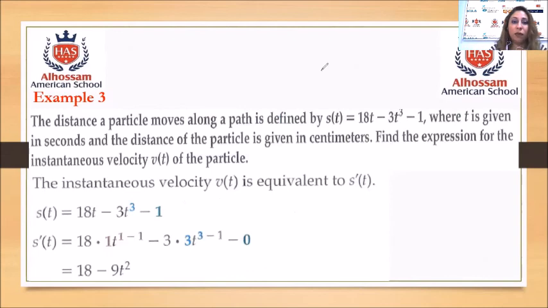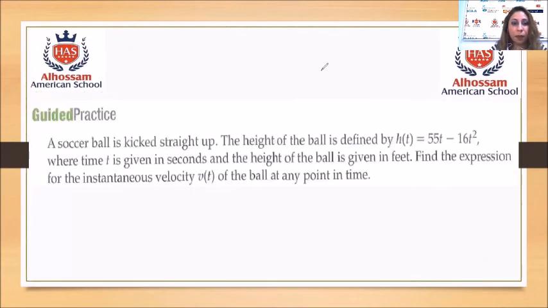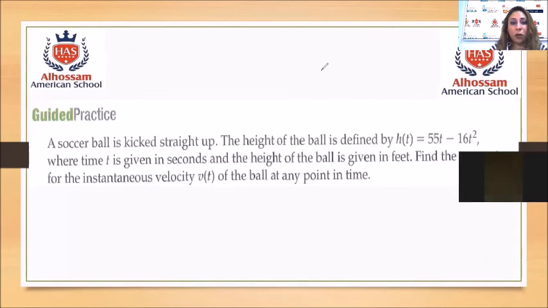Okay, now I'll have the second question. It's also the same concept here. Okay, what I'm having now is 55t. Here it's t to the power 1. I will multiply it, it will be 55, and t will be cancelled. And then minus 16 times 2 is 32t. And this will be the final answer to finding the derivative of this expression.